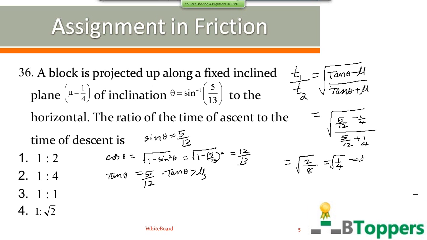And you can complete the simplification. So you get the ratio of time of ascent and time of descent is 1:2. So the answer is 1:2. You can use this conclusion directly for calculating the ratio of time of ascent and time of descent when the block moves on the rough inclined plane only under the action of forces mg, normal reaction, and Fk.